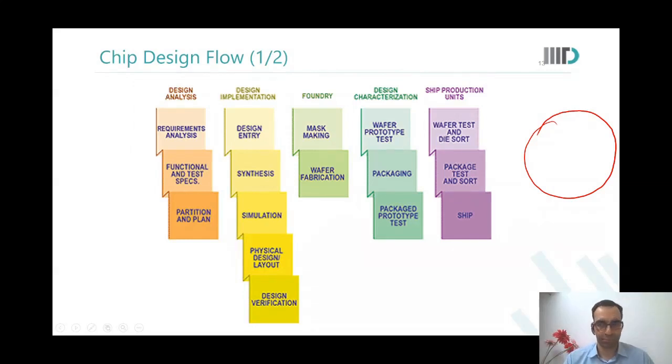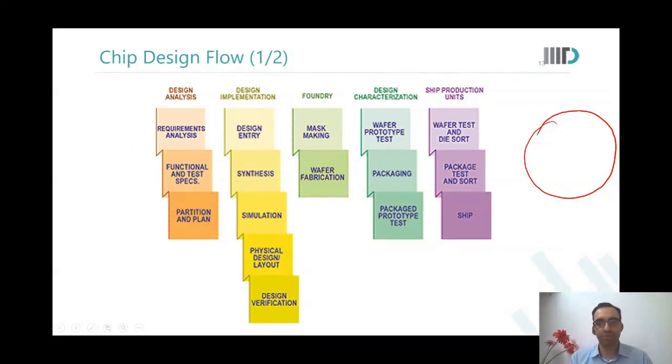Sir, in the wafer prototype test, we put the probe on each die when it is part of the wafer. We test whether it is functionally working or not. And then in the wafer test, what kind of test are we doing? What is the difference between these tests? Wafer prototype test and wafer test could be similar, but the last stage involves die sorting. So like we have characterized before, now we are putting them into different categories.